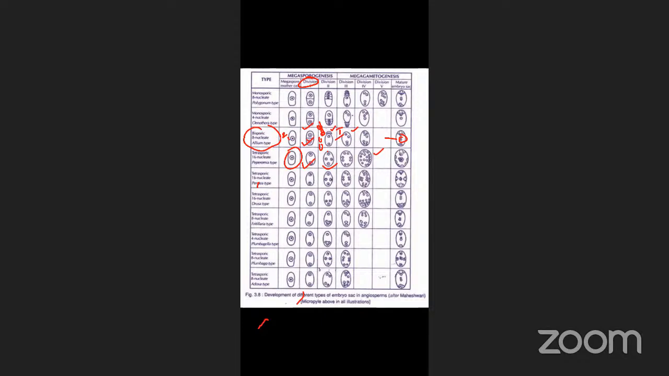So these are the development of the embryo sac. So this is female gametophyte development. We will discuss further later. Tomorrow I will complete the third unit also. Just see this chart.